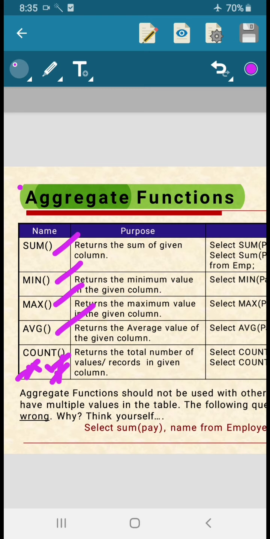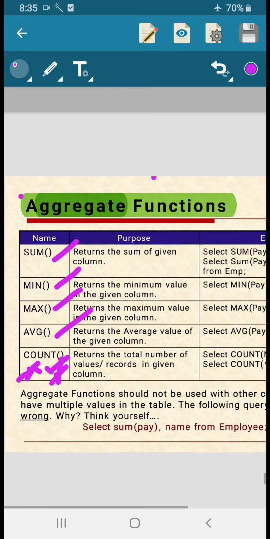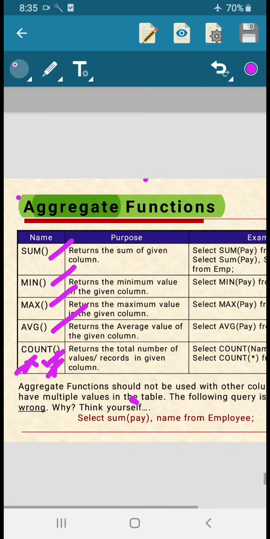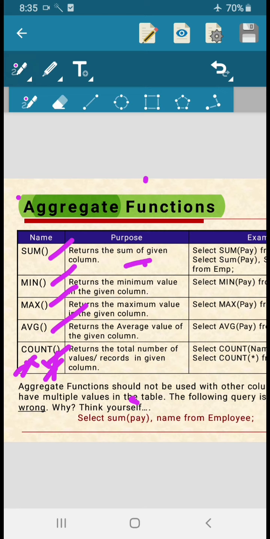I'll briefly tell about all these functions, and tomorrow I'll discuss this complete concept, aggregate functions with group by, order by. And we also have conditions, the having clause, which I want to discuss tomorrow. First one returns the sum of the given column. These aggregate functions act upon a group of values and return a single value, that is the sum value.